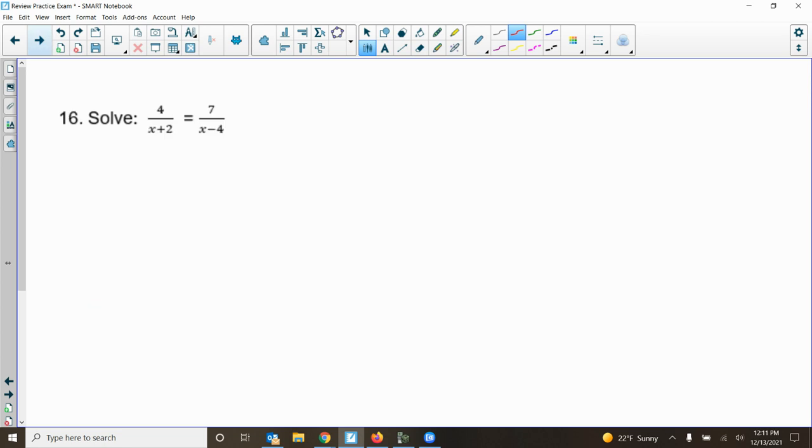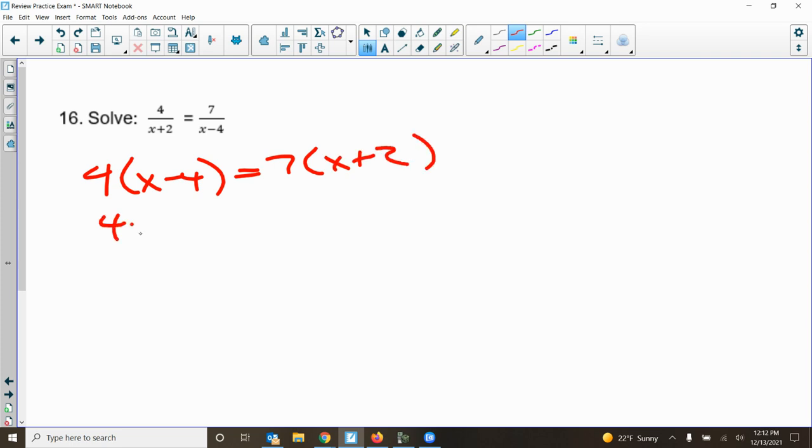16. Ooh, what are we going to do here? Fraction equals a fraction. Cross multiply, right? Cross multiply this guy. 4 times x minus 4 equals 7 times x plus 2. Distribute.